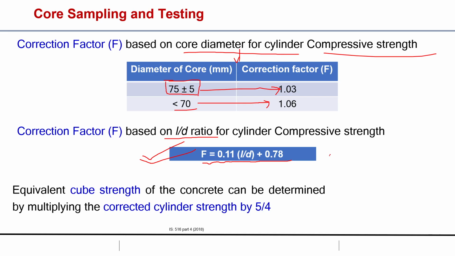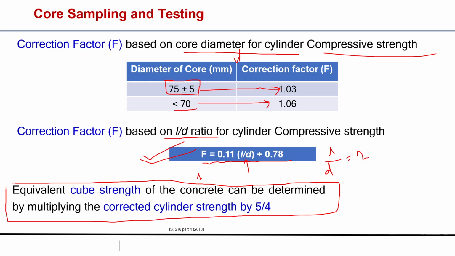As I told you, if your L by D ratio is equal to 2, if you put 2 here, then it is 0.22 plus 0.78, that is F is equal to 1. That means for an L by D ratio equal to 2, there is no need to apply any correction factor, as it basically comes out to be 1. In other cases, you can calculate. Very important point.